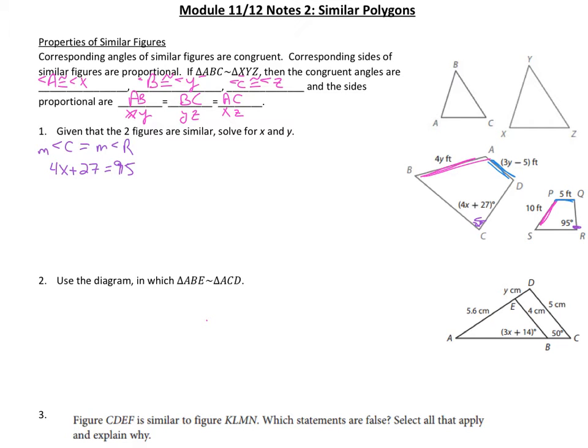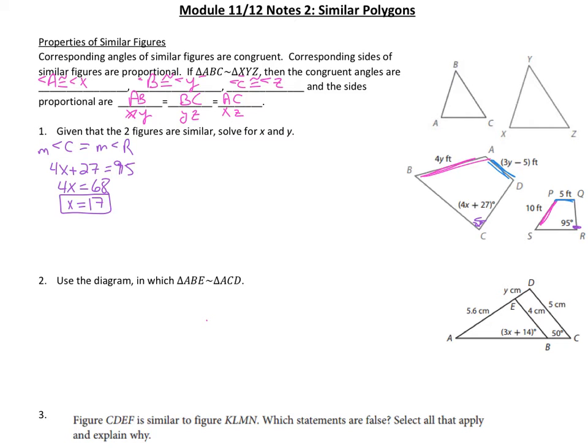This means that 4x plus 27 is going to equal 95. So when we subtract the 27 to the other side, we get 4x equals 68. That means when we divide, we get x equals 17. So remember, angles are equal to each other. If it is the sides, we need to set up a proportion to solve for that.